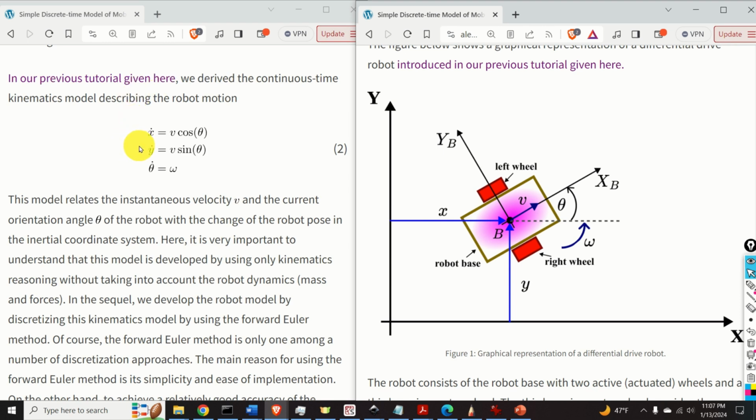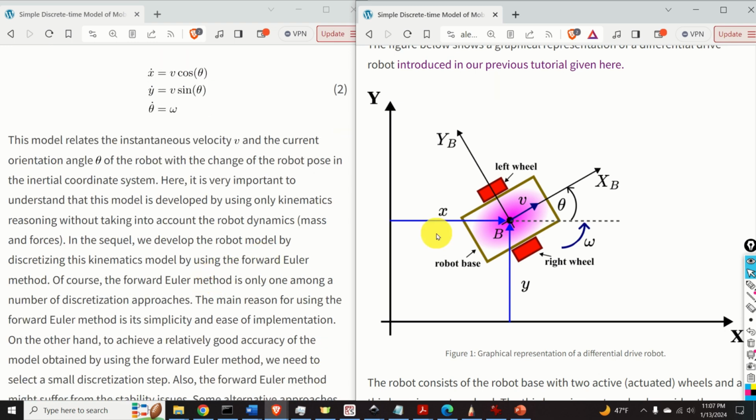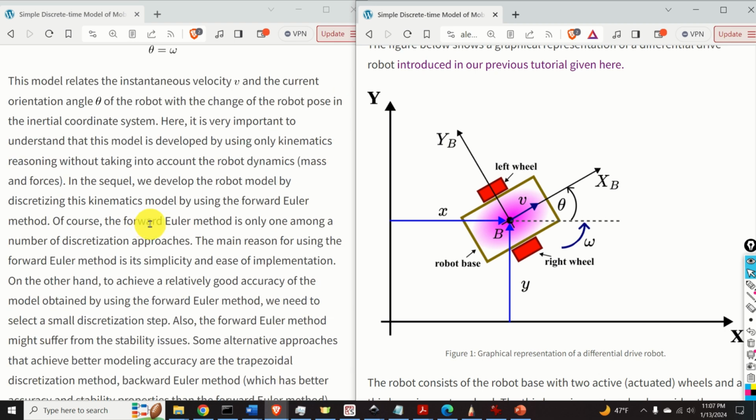Of course, the forward-Euler method is only one among a number of discretization approaches. The main reason for using the forward-Euler method is that this is arguably one of the simplest possible discretization approaches. On the other hand, to achieve a relatively good accuracy of the model obtained by using the forward-Euler method, we need to select a small discretization step. Also, the forward-Euler method might suffer from stability issues.